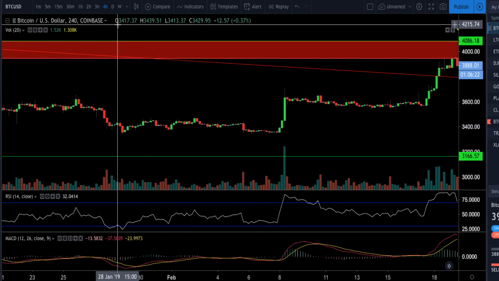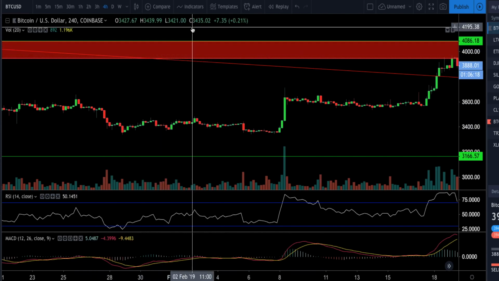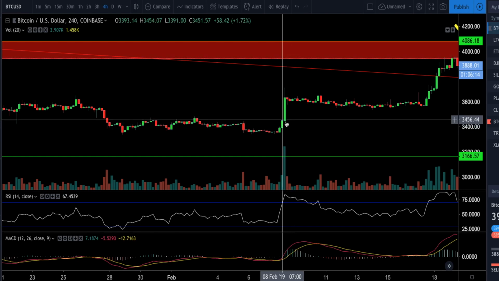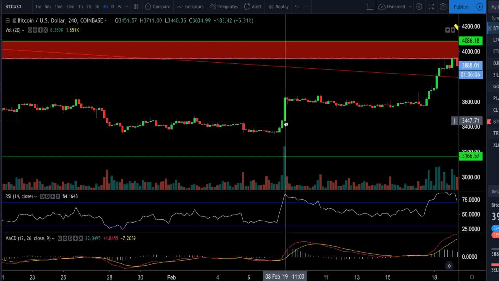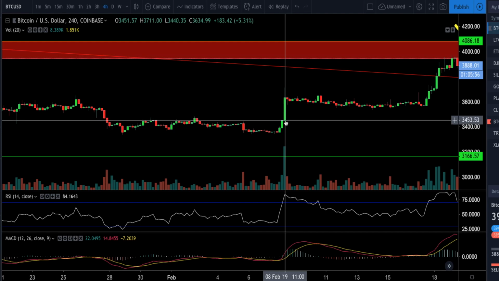So you can see in this candle here, we have this up here. See this OHLC? That's open, high, low, close. So what that means is when this candle started, when the time switched, when this 4 hours was up and it switched to this new candle, the candle opened at $3,451.57. That's what it opened at.